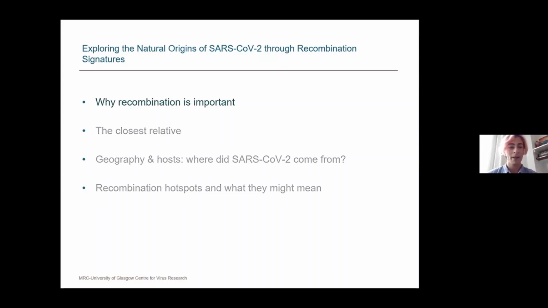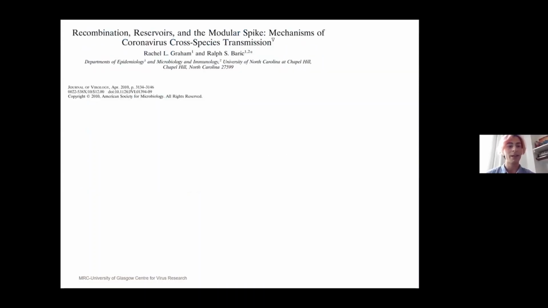And then very briefly, I'm going to finish off with some very interesting recombination hotspot analysis and what it might mean. Right, so to start you off, I really like this short review by Graham and Barrick, and I should point out that this was published in 2010, so before MERS or SARS-CoV-2 emerged. It essentially tells the same story that we see at the moment with SARS-CoV-2, that recombination is really important in these coronaviruses, and it happens very often. And it can be used by these viruses to change their phenotypes and potentially help in cross-species transmission.